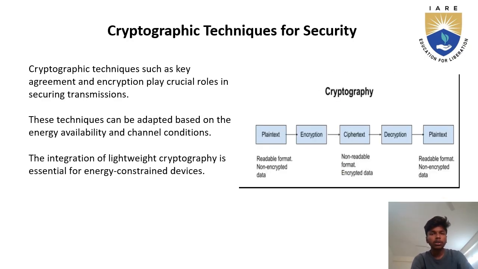Now let's talk about cryptographic techniques for security. Cryptographic techniques such as key agreement and encryption play a crucial role in secure transmissions. These techniques can be adapted based on the energy availability and channel conditions. Here we can see the basic format of cryptography: plain text, encryption, then ciphertext, and then decryption takes place, and then plain text, which is in the format of readable and non-encrypted data.